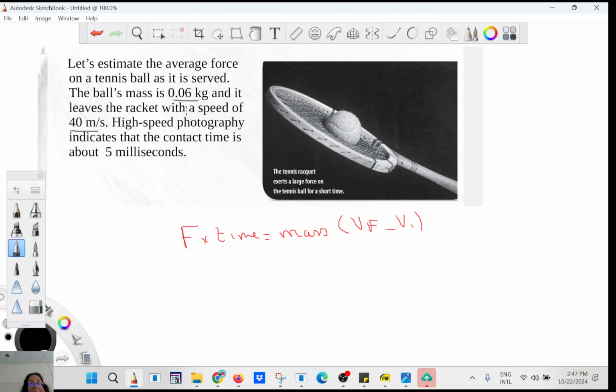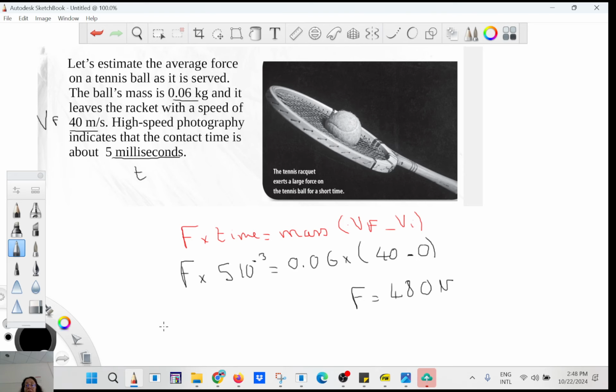No, it's not. When you begin, what's the speed? 0, right? You start from 0. So that will be the final speed. The initial speed is 0. That will be the final speed. And that will be the time of impact. Okay, so force times the time of impact. It's milli. So milli is 10 to the negative 3. Right? You substitute milli by 10 to the negative 3 equals 0.06 times the final is 40 minus initial is 0. 480. Did you all get 480?